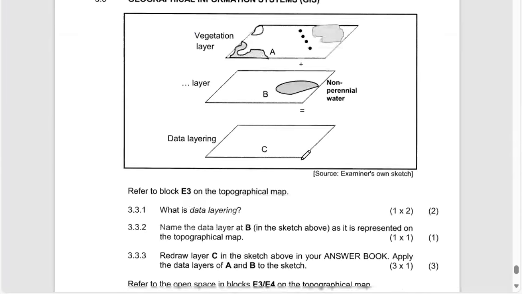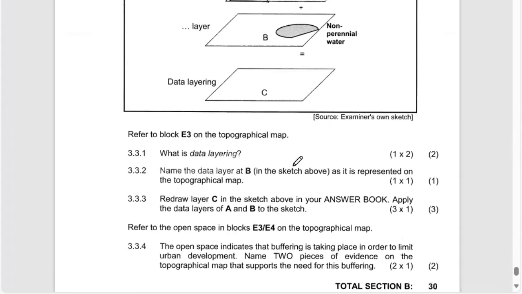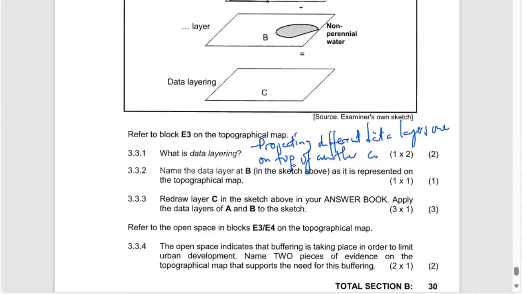Right, that takes us to GIS. We are looking at data layers. There's a vegetation layer. There is another layer with non-perennial water, and then data layering. Right. So what is data layering? Basically, layering is projecting, like what is shown there, different data layers one on top of another, for comparison reasons, and to show the relationship for spatial analysis.